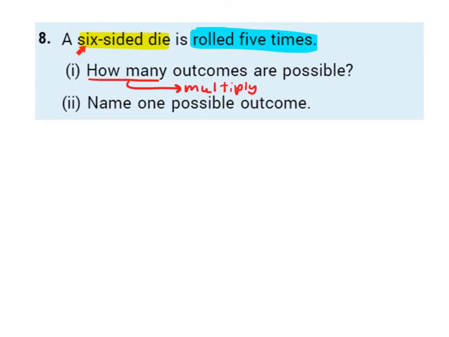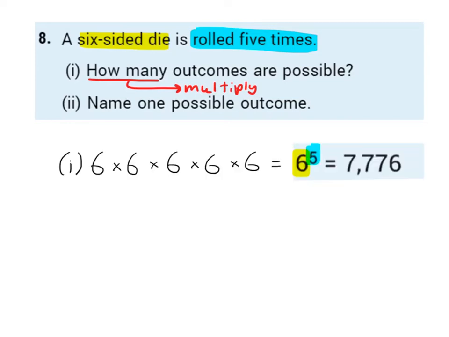Question 8. A 6-sided die is rolled 5 times. Part 1. How many outcomes are possible? So again, when we hear the phrase how many, we want to think multiply. So when we roll the die the first time, there are 6 possible outcomes, 1, 2, 3, 4, 5 or 6. When we roll it the second time, we have another 6 possible outcomes. When we roll it the third time, we have another 6 possible outcomes, and so on. And we do this all together 5 times.